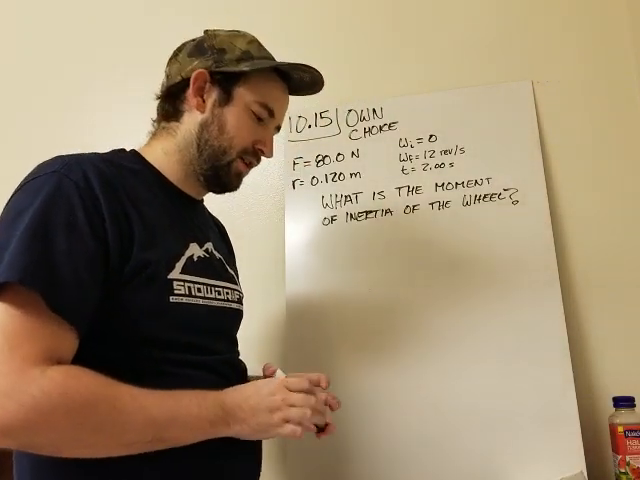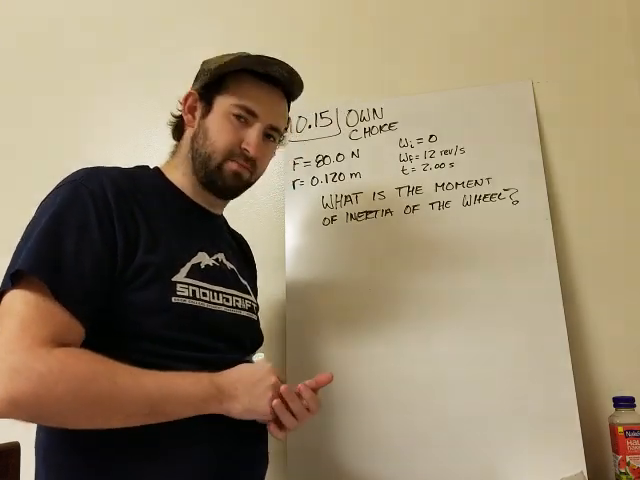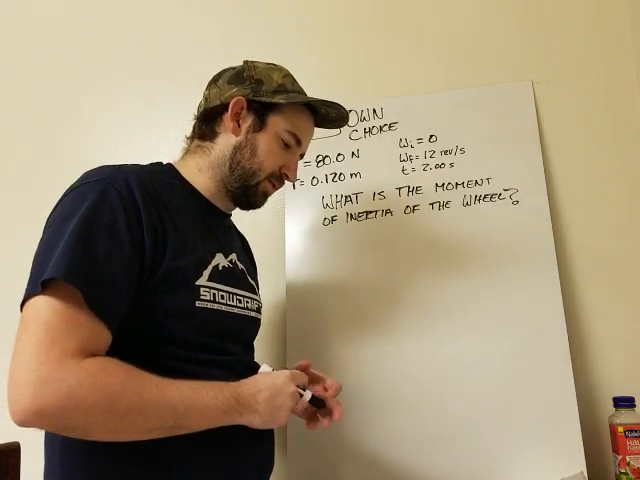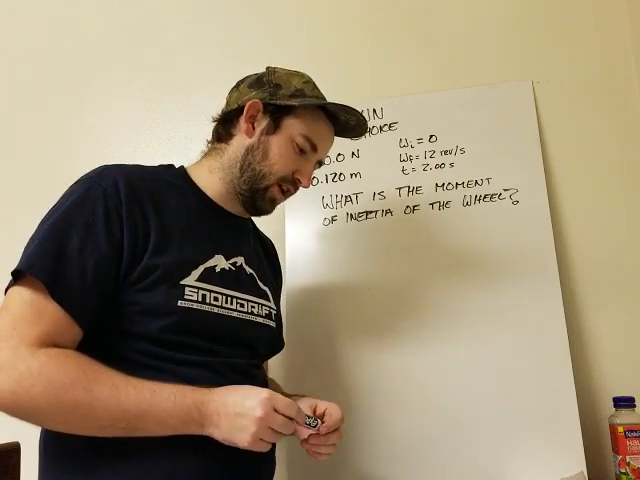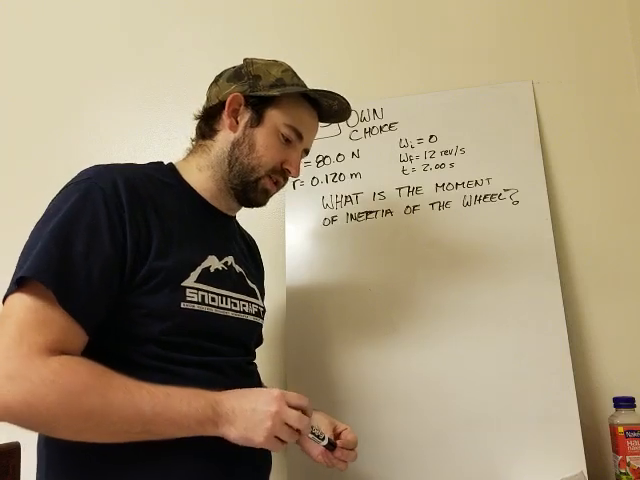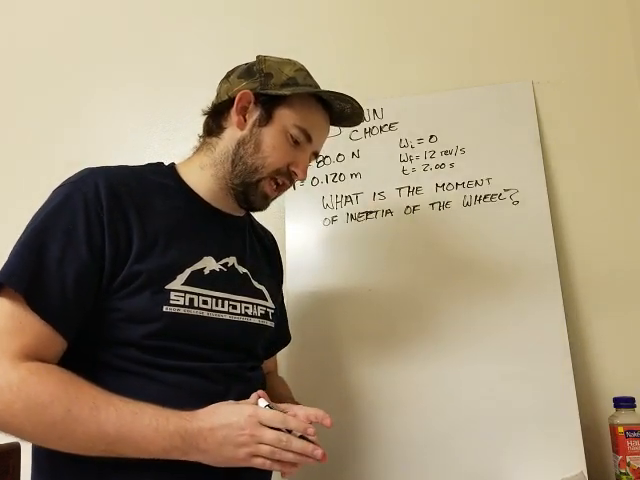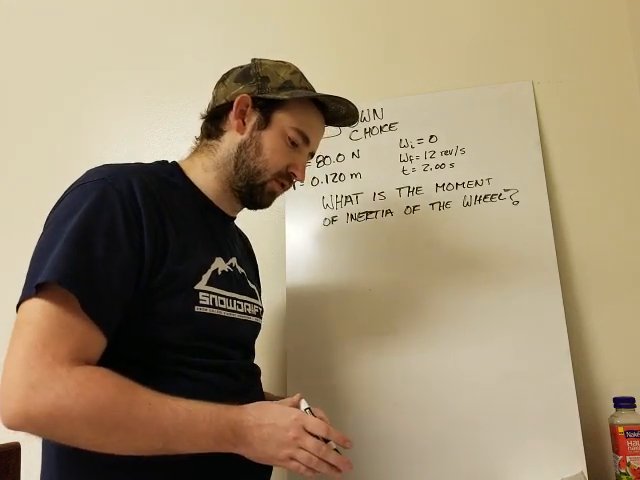Hi everyone. I'm going to be going over question 10.15 from the bingo problems. This problem says a wheel rotates without friction about a stationary horizontal axis at the center of the wheel. A constant tangential force equal to 80 newtons is applied to the rim of the wheel.